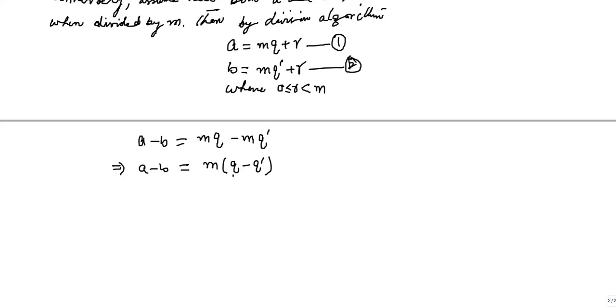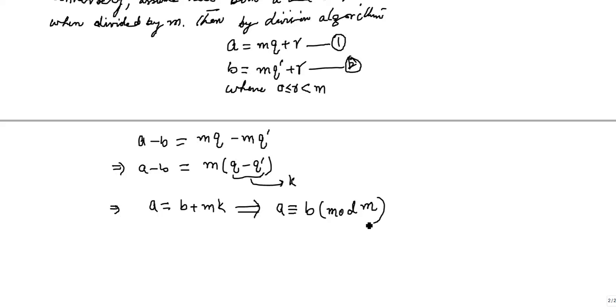We can replace this q minus q prime with an integer, for example k, and we take minus B to the right-hand side. That becomes A equals B plus mk. And now, by our first result, this can be written as A is congruent to B modulo m. That is the complete proof of our result. Okay, let us do an example, which is an application of the first result as well.